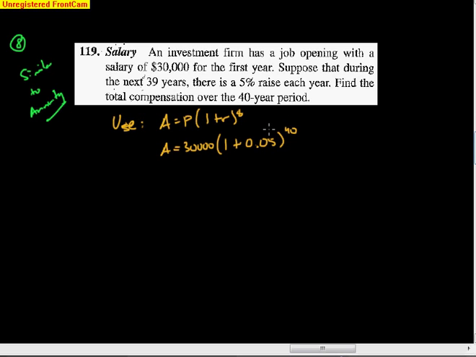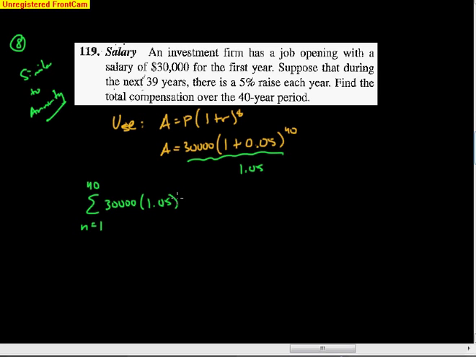Okay? All right. Now we want to sum this up because we don't just want the salary that year. We want the combined salary for the 40-year period. So this is going to be a sum problem, so we are going to use a summation. I'm going to start with year 1 and go through the 40 years. This goes into the summation: 30,000 times (1 plus 0.05), which is just 1.05.